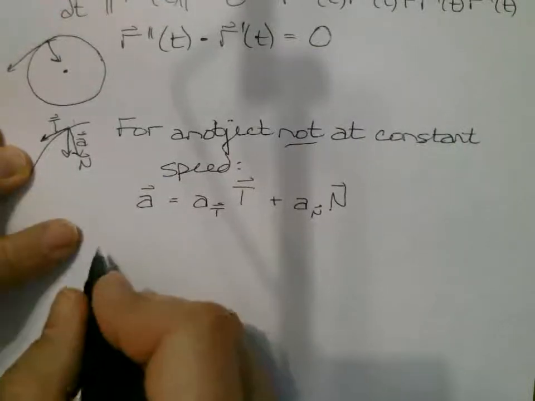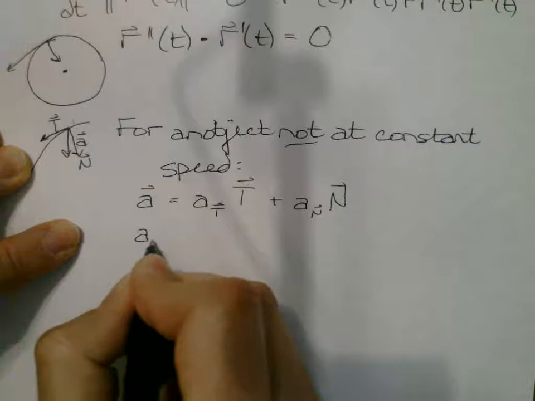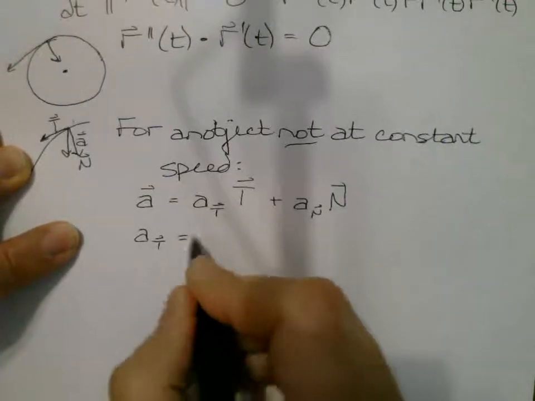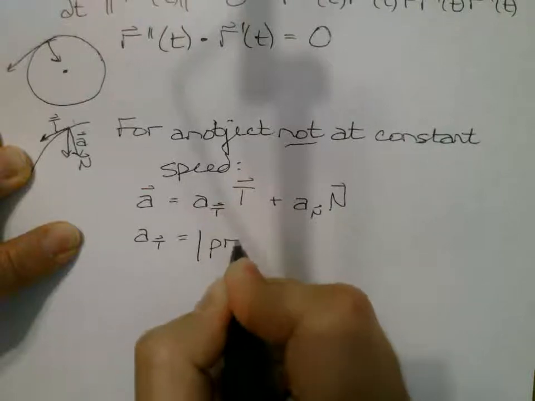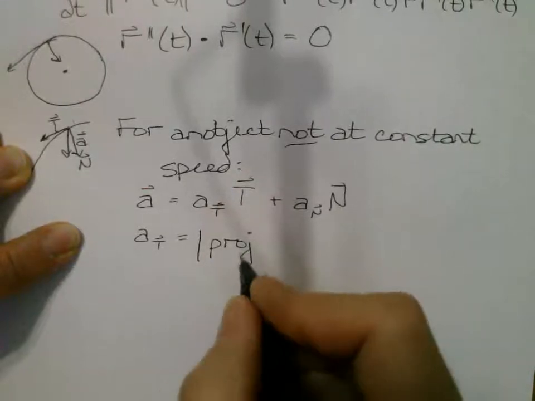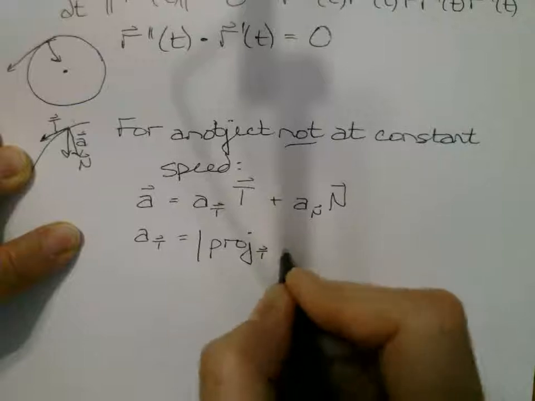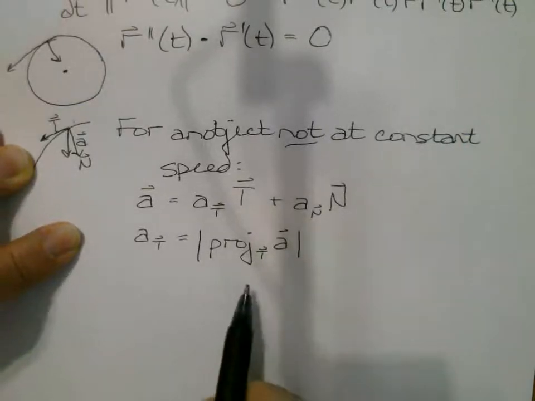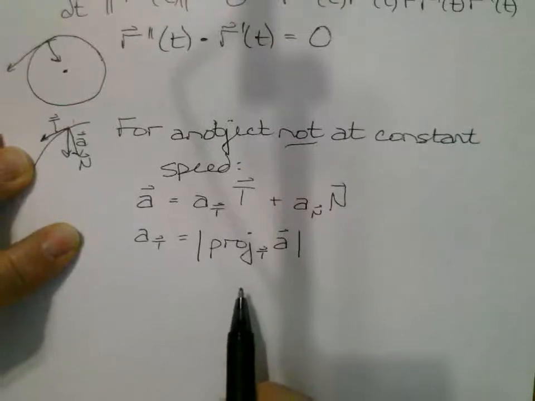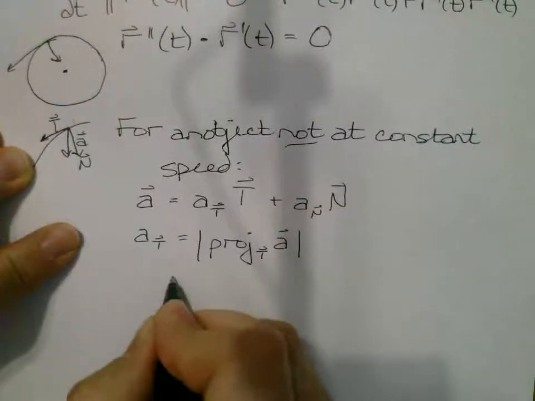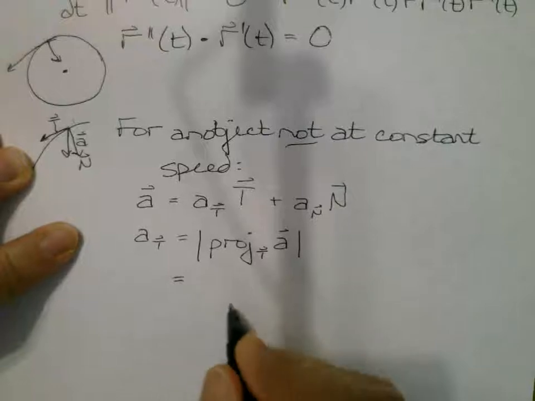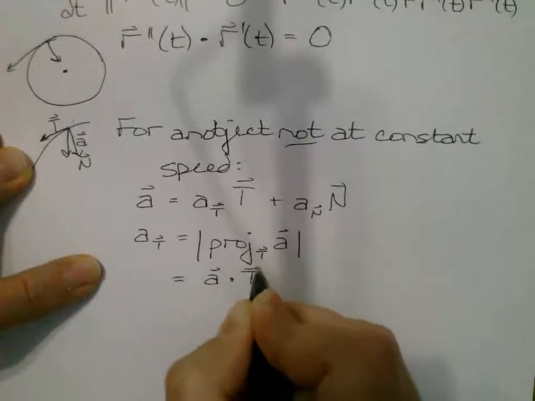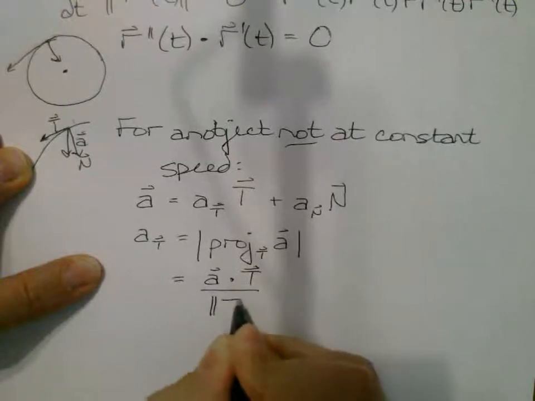Well, so certainly we can say the tangential component of acceleration is the magnitude of the projection onto the tangent vector of the acceleration vector. And that's true, but it's not necessarily convenient. We also know how to do this. This is the dot product of A with T divided by the magnitude of T.